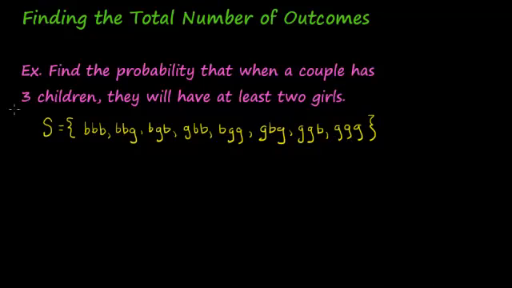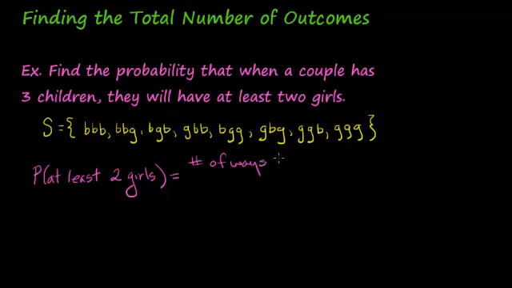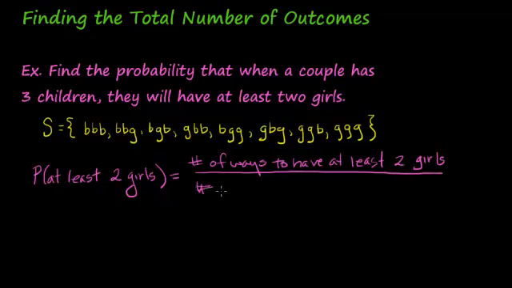Okay, so we want to find the probability that when a couple has 3 children, they have at least 2 girls. So the probability of at least 2 girls is going to be the number of ways to have at least 2 girls over the total number of different simple events. And we've listed those in our sample space. Okay, this is the classical approach.